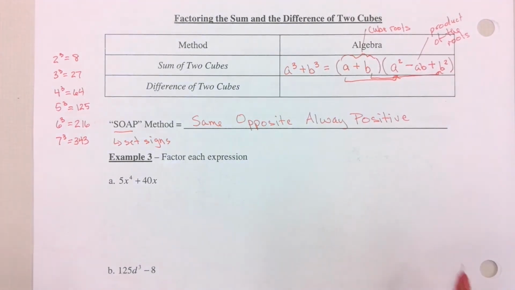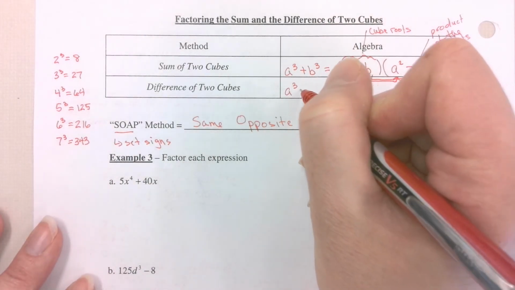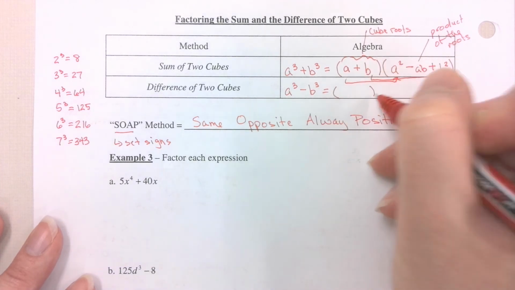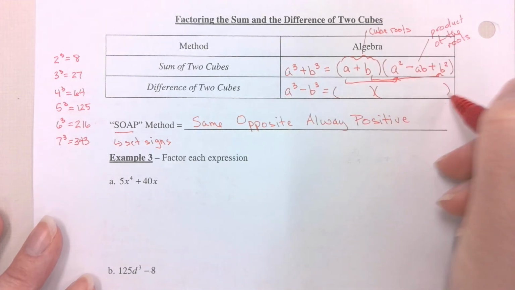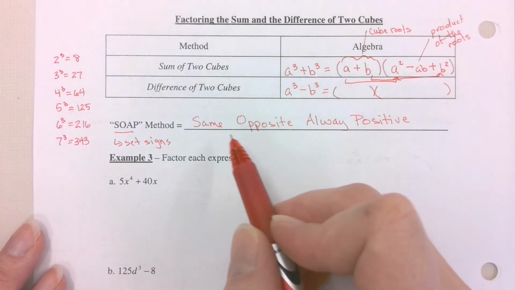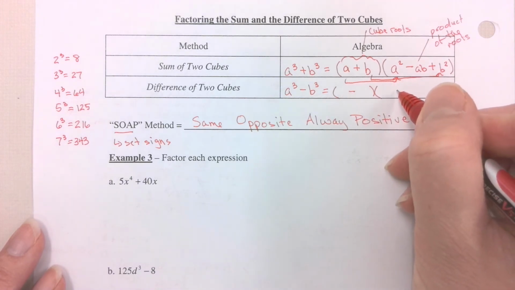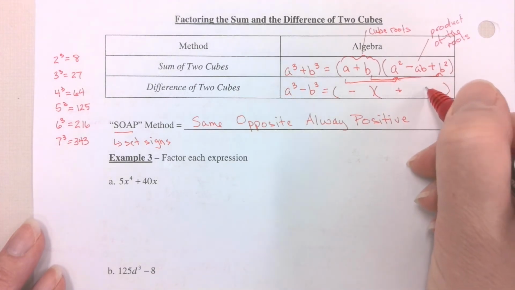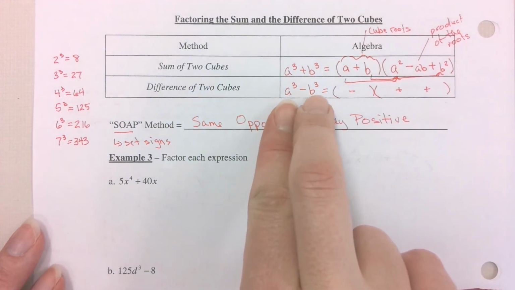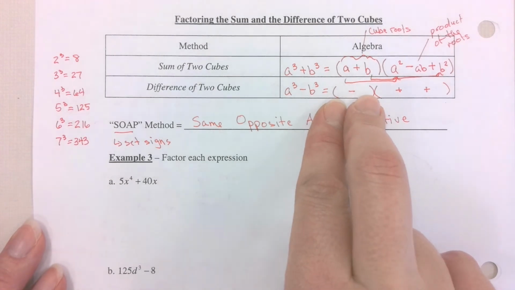All right, so let me show you this again with the difference of two cubes. We are going to come in with a to the third minus b to the third. I'm going to have a binomial times a trinomial. And since this is a difference of cubes, I start with the same sign, which would be a minus sign. Next is opposite, and the last sign is always positive. So I'm going to take the cube root of my terms and drop them in here, and then everything else is based off of the root.